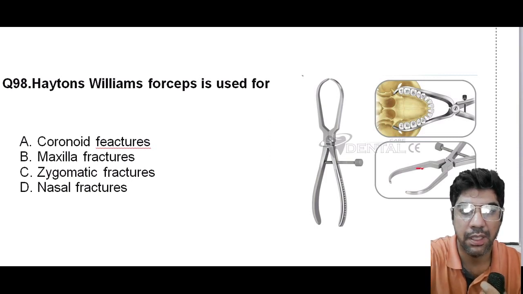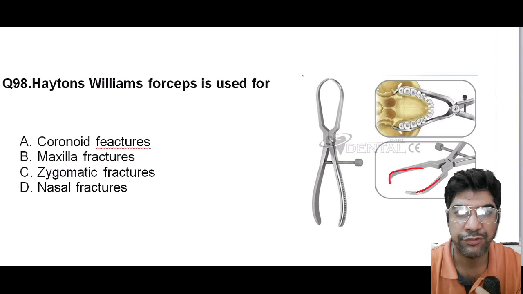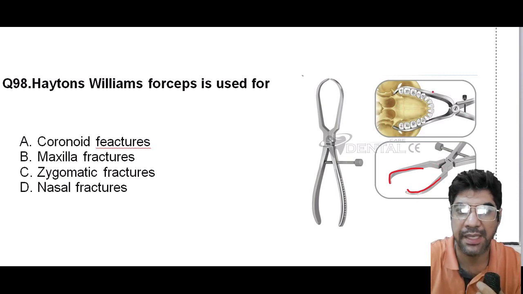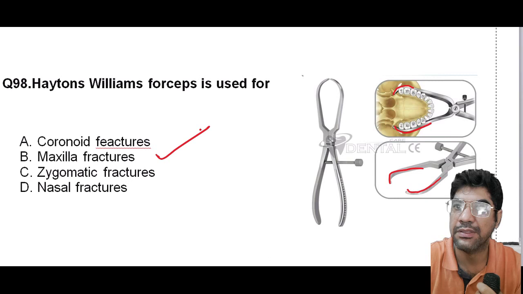Hayton-Williams forceps are used for maxillary fracture. Remember, these forceps have two divergent curved beaks. These are the two divergent beaks. The dentist has to engage the maxilla with these beaks behind the tuberosity, so here and here. So it is used for maxillary fractures.